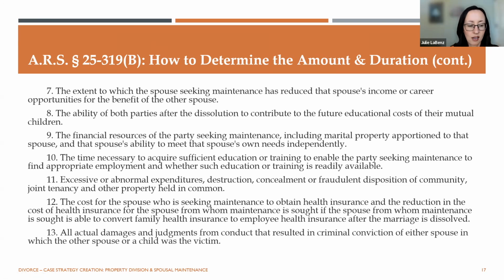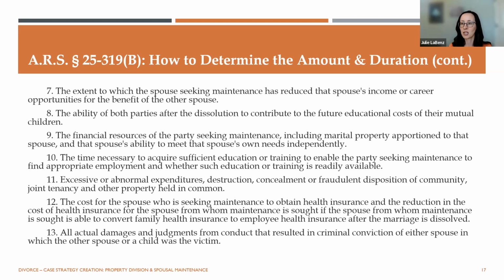And then finally, and this isn't going to apply in many cases because there would have to be a criminal conviction, number 13 is all actual damages and judgments from conduct that resulted in criminal conviction of either spouse in which the other spouse or a child was the victim. So some sort of domestic violence or child abuse that resulted in a criminal conviction. So not just a charge, but an actual conviction, and then any actual damages or judgments from that conduct can be considered in a spousal maintenance analysis.